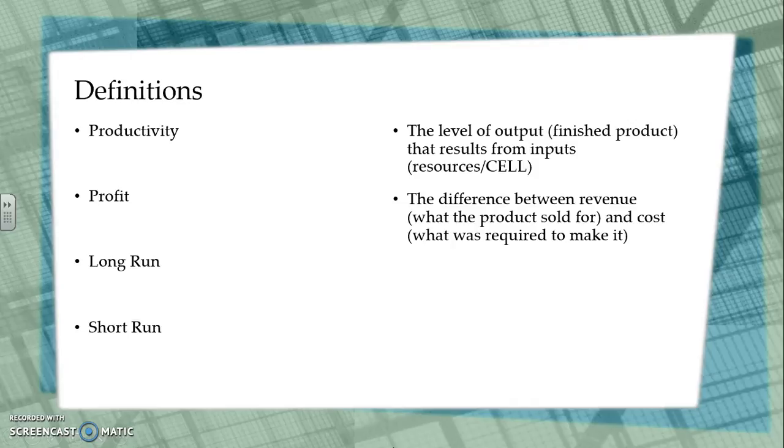Profit. Profit is the difference between revenue, what you sold the product for, for example, if you sold a t-shirt for $20, and the cost, what was required to make it. For example, if it cost you $5 to make it, and you sold it for $20, your profit would be $15.